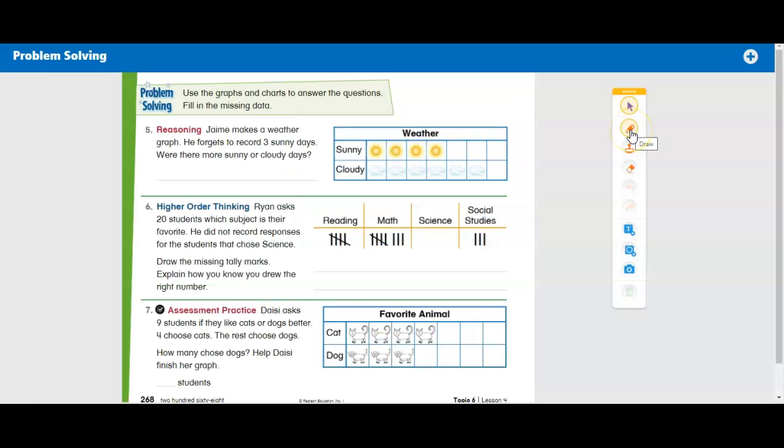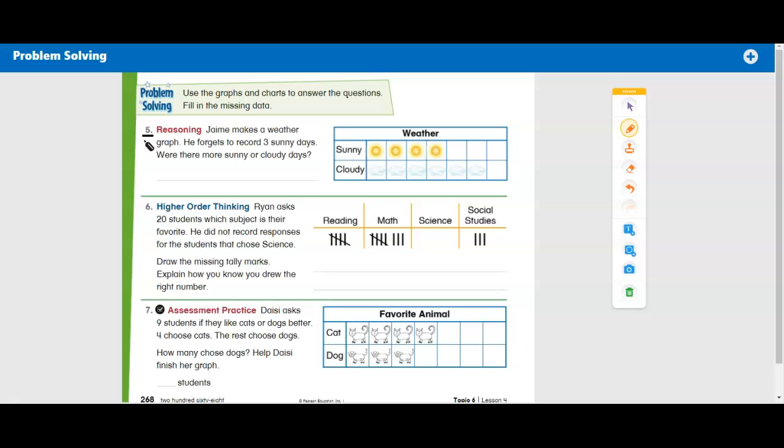For the last part of our math lesson for today, we are working on page 268. Our directions tell us to use the graphs and charts to answer the question. Fill in the missing data. Just like before, you will need to pause the video as you are working through it. Let's begin with number 5.